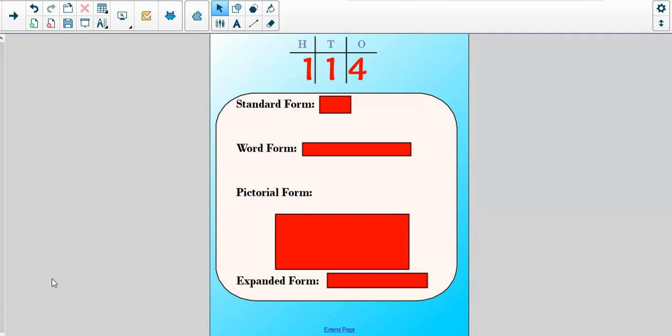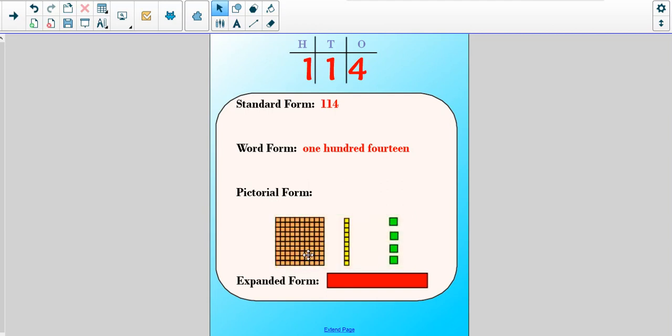Let's summarize how we represented 114 using standard form, word form, pictorial form, and expanded form. The standard form for 114 is 114 using numbers. Word form for 114 is 114 using words. Pictorial form for 114, we use one flat to represent 100. We use one rod to represent 10. We use 4 cubes to represent 4 ones. And the expanded form for 114 is 100 plus 10 plus 4.